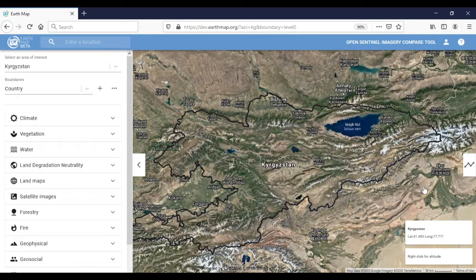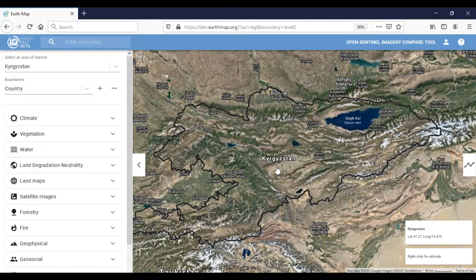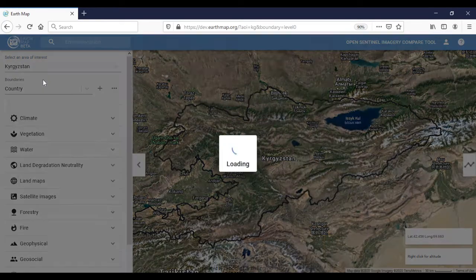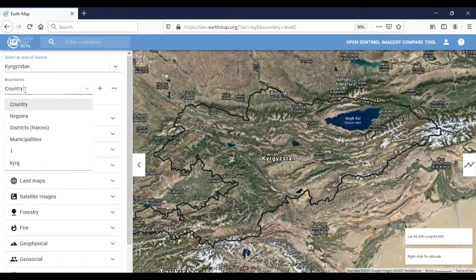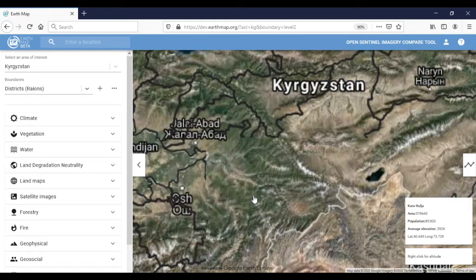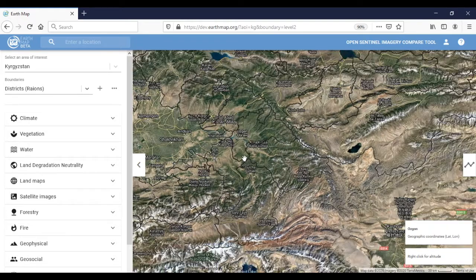If we want to start working with EarthMap, first of all, we will select an area of interest, which in this case will be Kyrgyzstan. Here on the boundaries, you can select country, regions, or districts, or municipalities. In this case, the area of interest are 4 regions that are located here in the western part of the country: Susak, Oskon, Aktala, and Togustol.